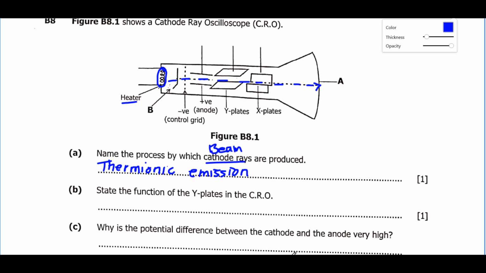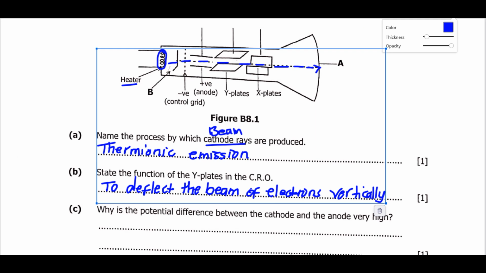Then state the function of the Y plates. So the Y plates will say to deflect the beam of electrons vertically. So you just have to look at y-axis vertical, x-axis horizontal. Then you move on to question C.